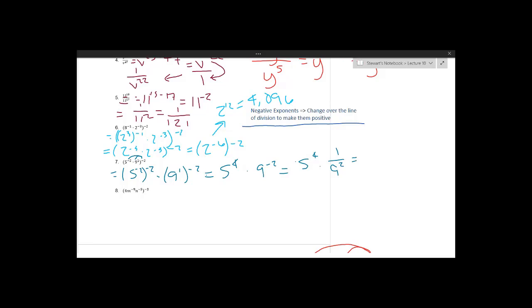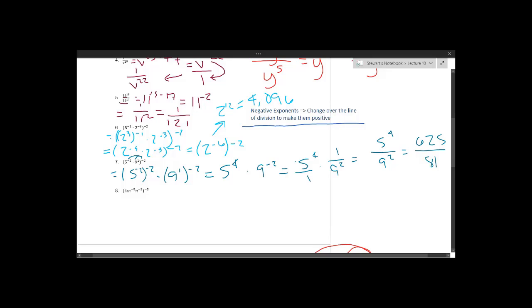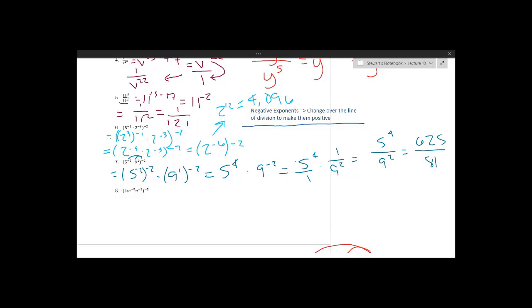To simplify this even further, we'd have 5 to the 4th times 1/9 squared, which then, multiplying the fractions together, is 5 to the 4th over 9 squared, which is 625 over 81. I got the numerator just by plugging it into a calculator: 5 caret 4.